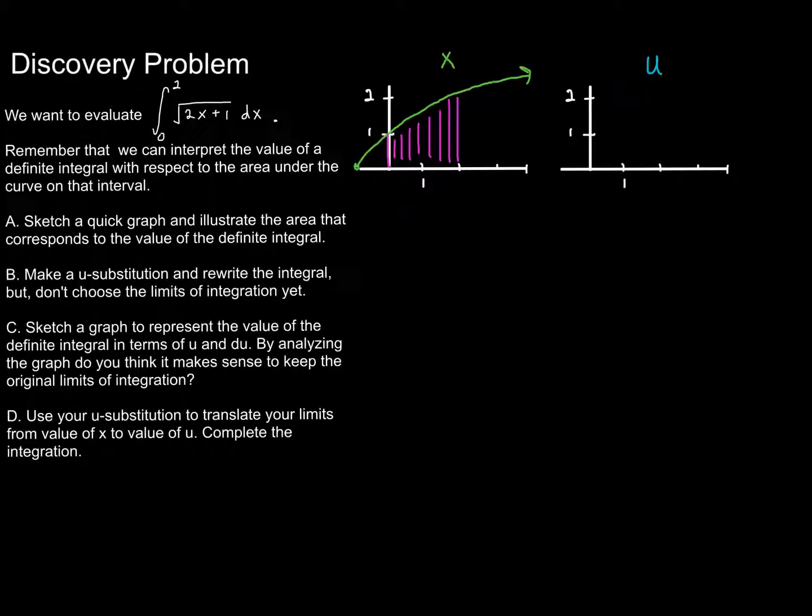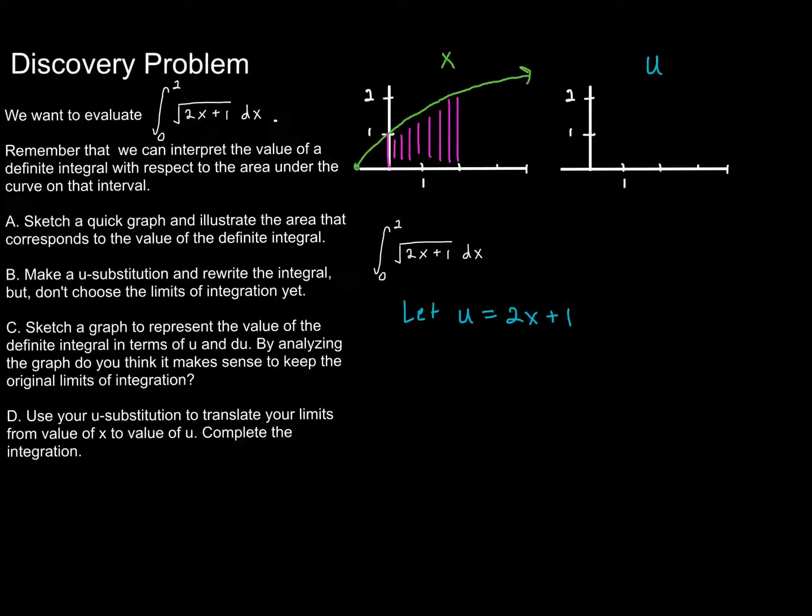Alright, so now that we have this quick sketch, we want to make the u substitution for our integral here. And when we do that, we can rewrite our integrand in terms of u so that it is easier for us to anti-differentiate. So make the u substitution and rewrite your integral, but don't choose your limits of integration yet.